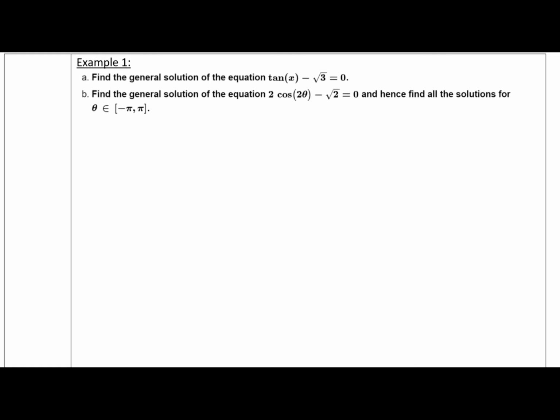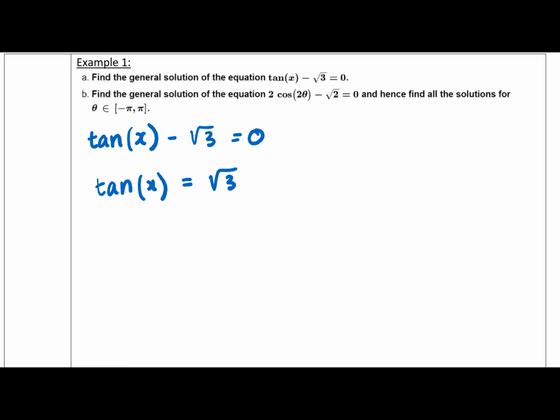We're asked here to find the general solution of the equation tan x minus √3 equals 0. So first of all, I'm going to say tan x minus √3 equals 0. That's not much use to me. I want to be getting x on its own. In all those previous examples where we went through the formulas, they were all in the form of theta equals blah blah blah. So in this case, we want this to be x equals something. So I'd say tan x is equal to the square root of 3.